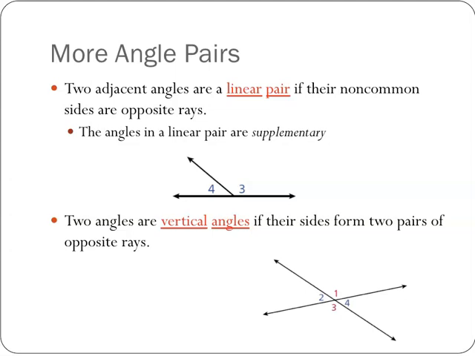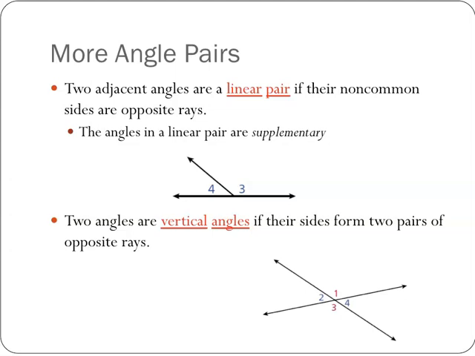You can think of them as being opposite each other, but by definition, it's when their sides form two pairs of opposite rays. And so we can see that in angle 1, one of those sides is a ray that is opposite one of the rays of angle 3. Same with angles 2 and 4. So angles 2 and 4 are also vertical angles because their sides also form two pairs of opposite rays.